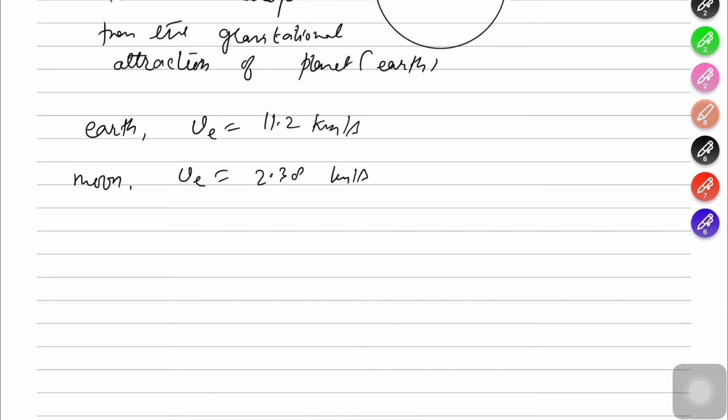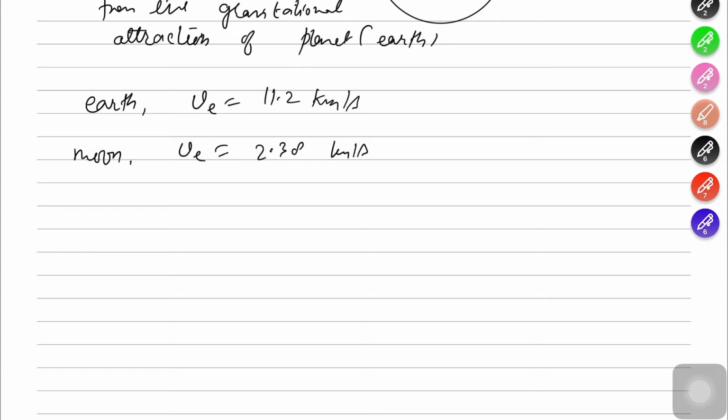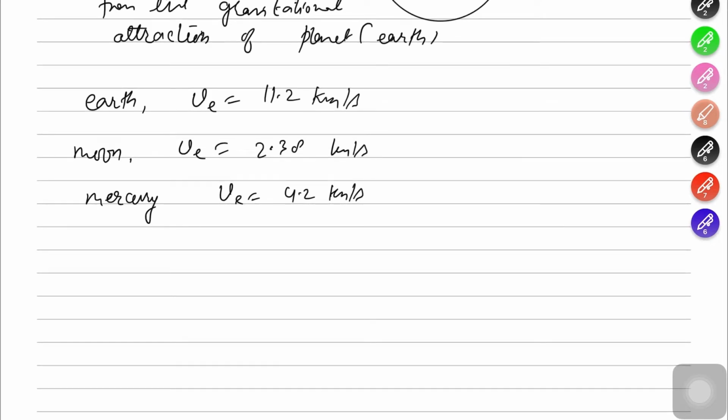Similarly, every planet has some escape velocity. For example, Mercury has an escape velocity of around 4.2 kilometer per second. Why the values vary, you will see in physics. There is a specific formula to calculate the escape velocity that depends on the mass of a planet, the radius of a planet, and obviously the gravitational constant. Okay. Next, to understand the path of a projectile, we need to have the orbital speed.